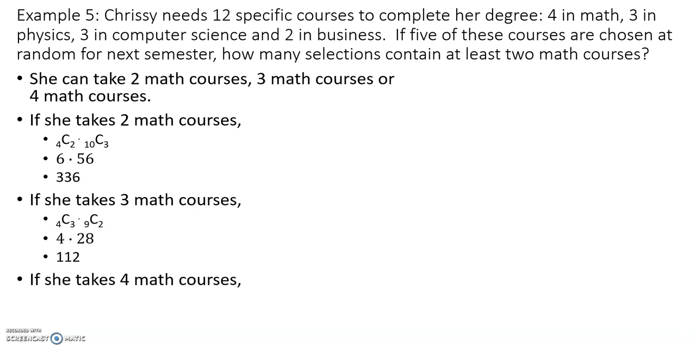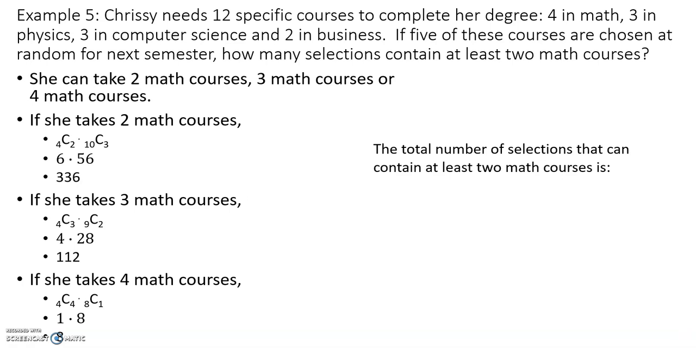If she takes 4 math courses, there's 4 math courses and she's going to choose all 4. There are 8 other courses that she's going to choose 1 of. 1 times 8 is 8. The total number of selections that contain at least 2 math courses is 336 plus 112 plus 8, which is 456.